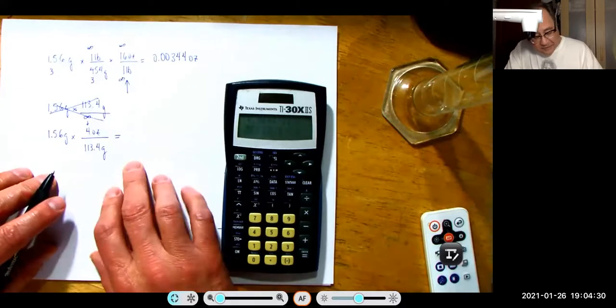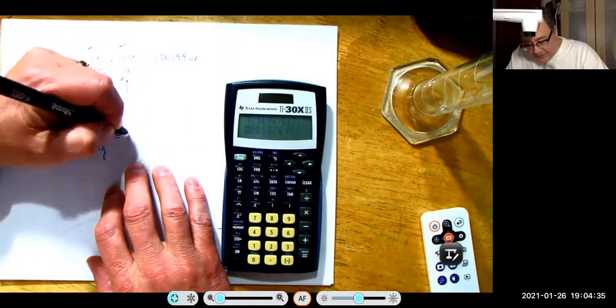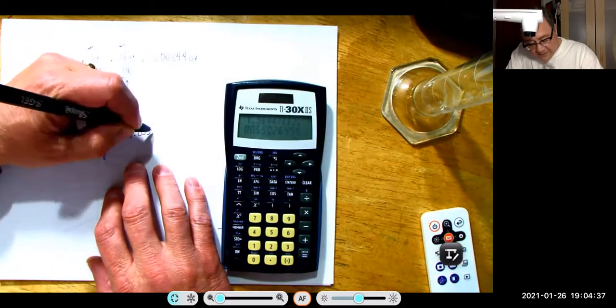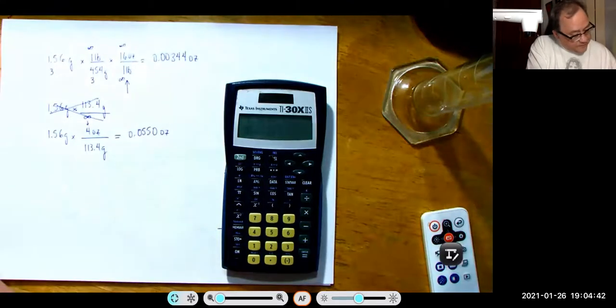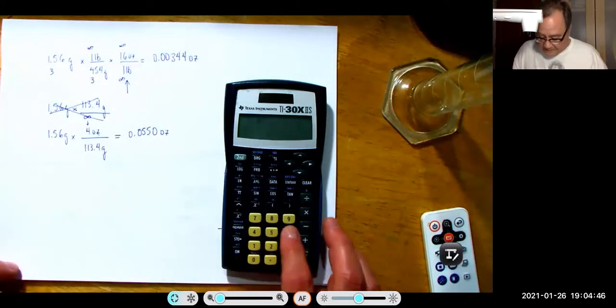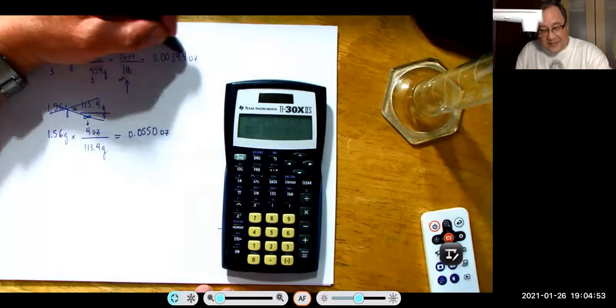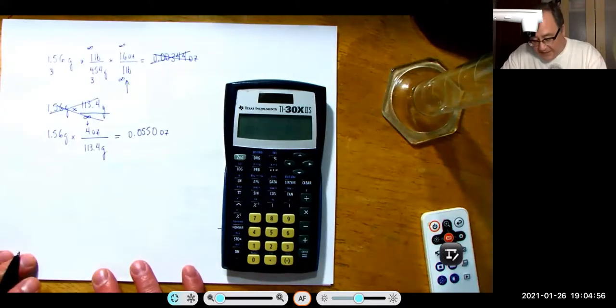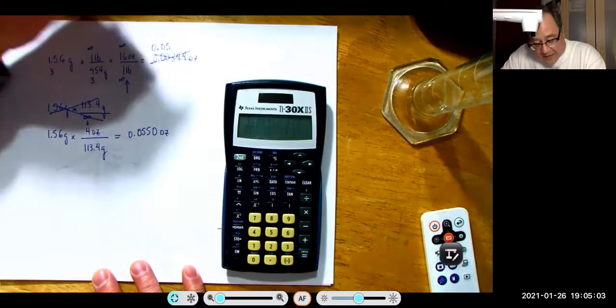Wow, I get something completely different than that one. And I get 0.0550 ounces. Now, let me make sure I did this calculation correctly. Oh, I didn't do this calculation correctly, my friends. I pushed the wrong buttons. And this is the problem that I have: if there's a way to screw something up, I'm going to figure out how to do it.